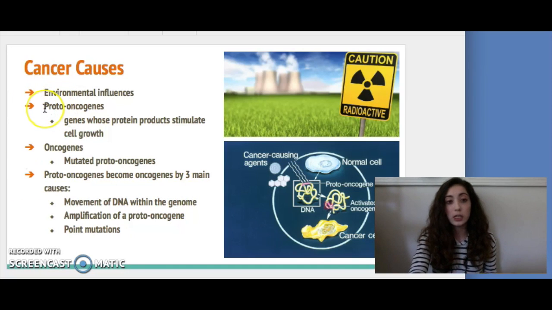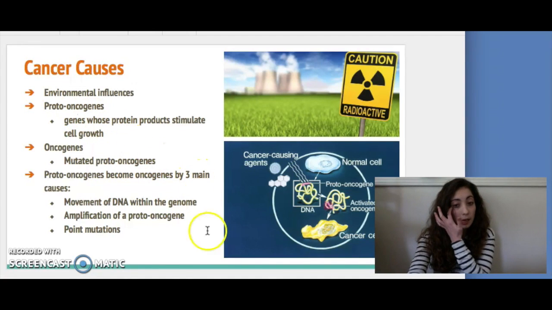And then also genes. So proto-oncogenes are genes whose protein products stimulate cell growth, and so when a proto-oncogene is mutated, it becomes an oncogene. And if a proto-oncogene has products that stimulate cell growth, then an oncogene is going to have products that overstimulate cell growth, and that just results in excessive and uncontrolled cell division.